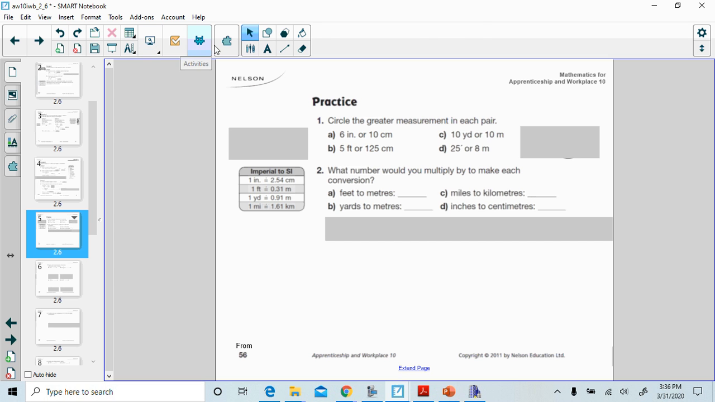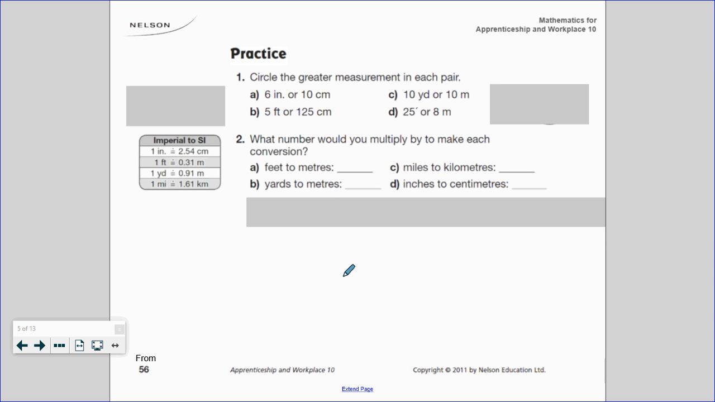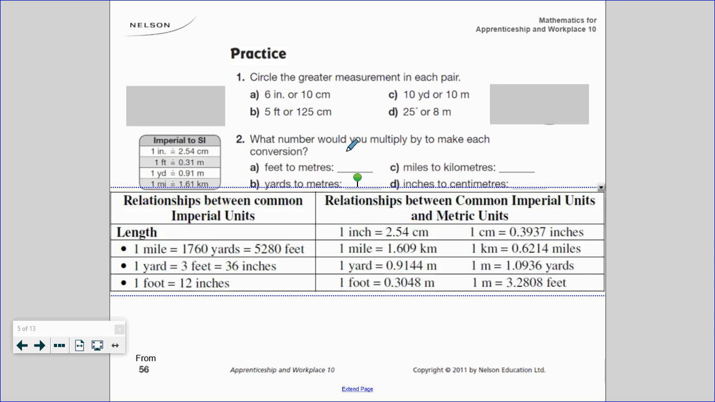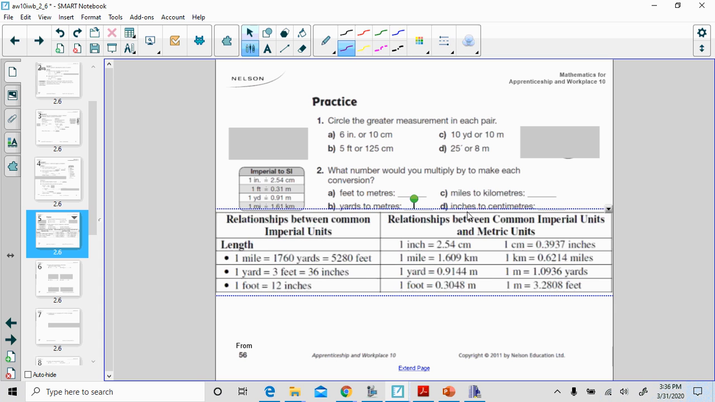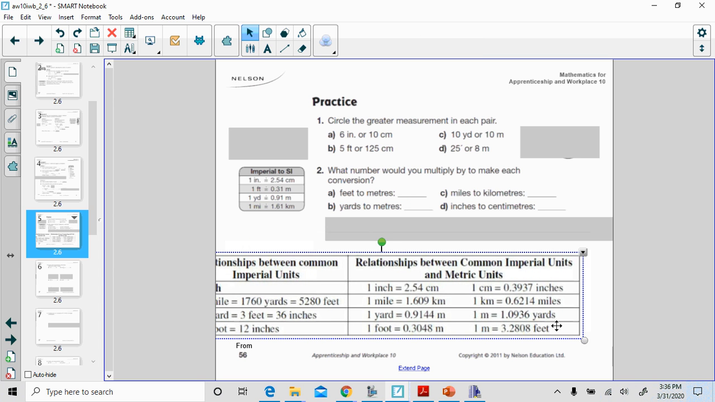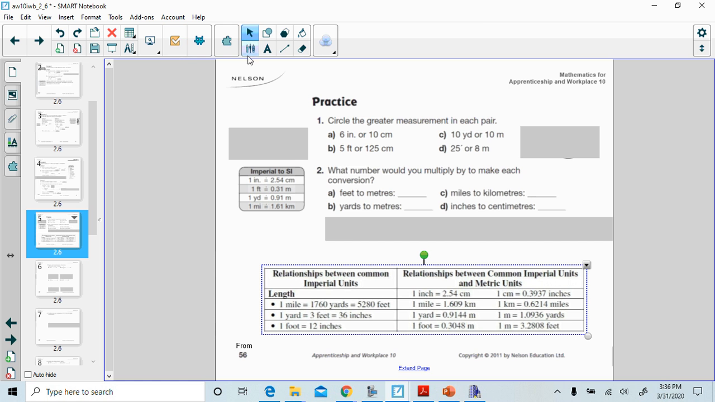So I'll just make this a little bit of a larger screen so we can work with it. I'll do entire page, and we'll move this in here too. I don't know if I can move that down actually first. Let's reshape that, and then we'll go back in.